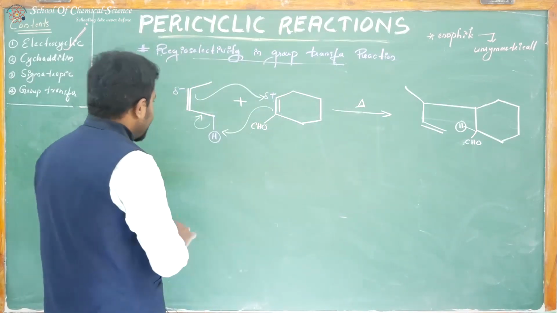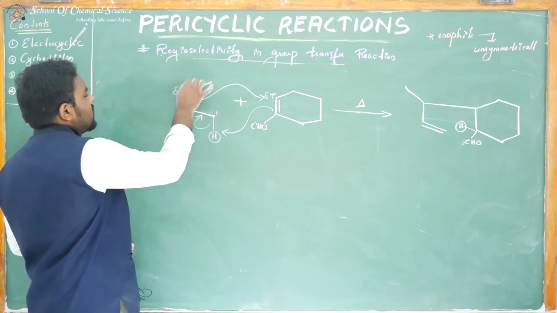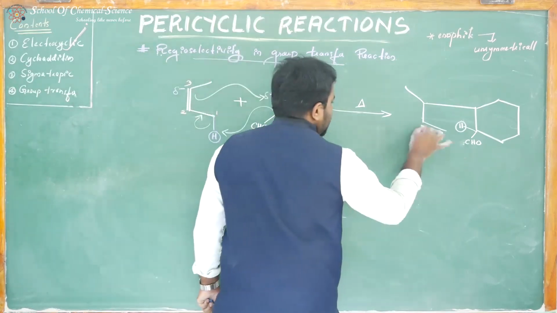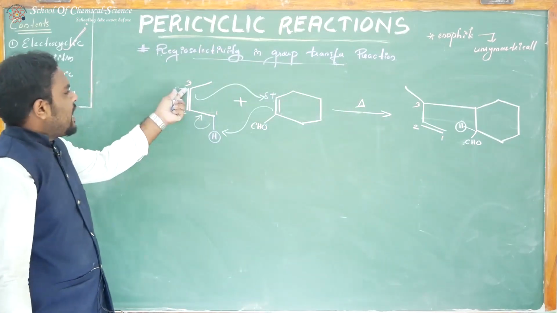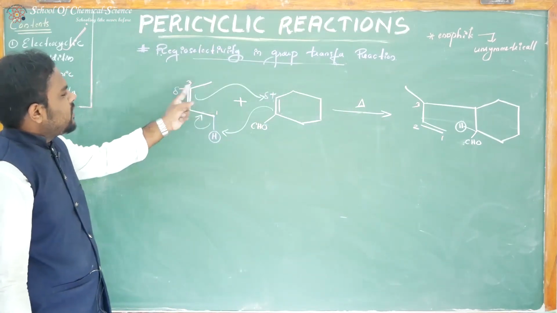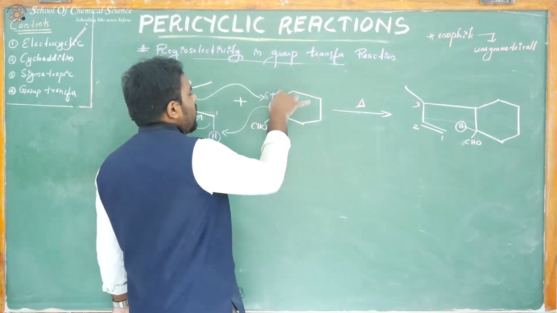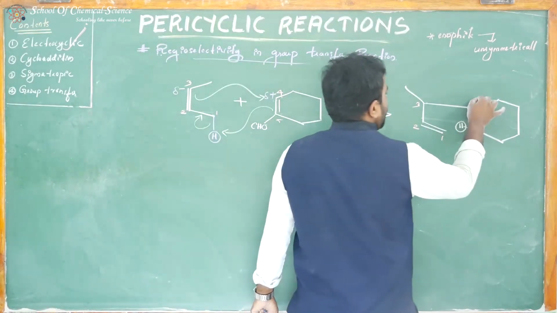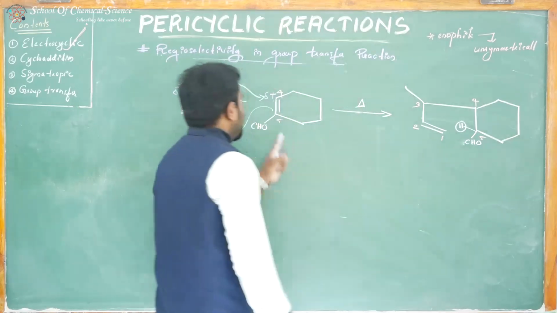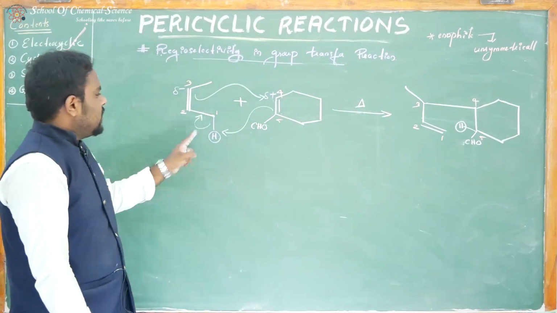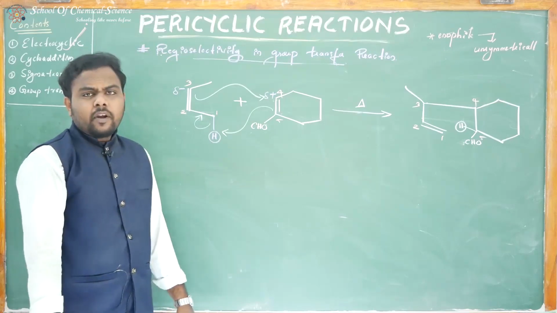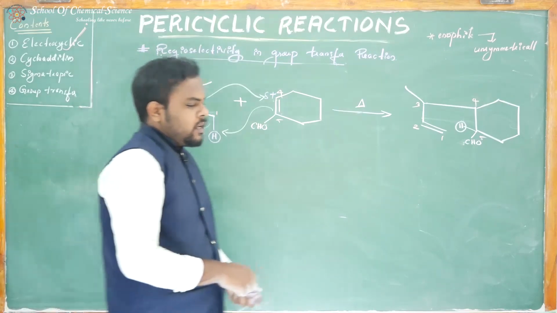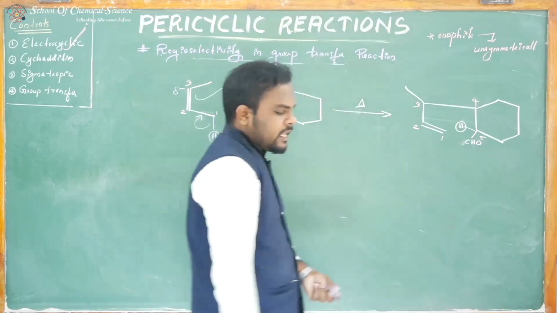Okay, you can give a number. This is 1, this is 2, this is 3. Between 1 and 2 a pi bond. At carbon number 3, one methyl substituent is there. 3 is connected to 4 and 5. At the fifth carbon, a CHO group is present. This hydrogen is transferred to the fifth carbon. So that will be the product, regioselectivity. Okay, then another question.